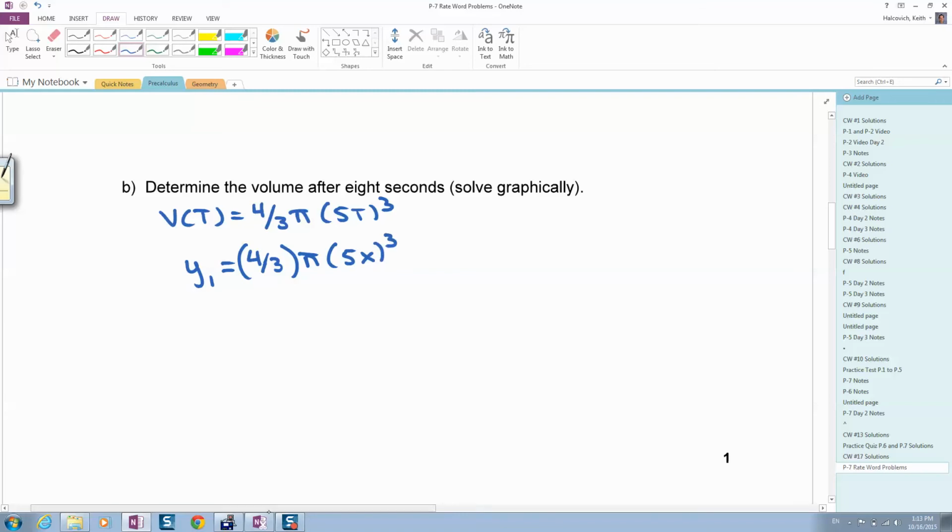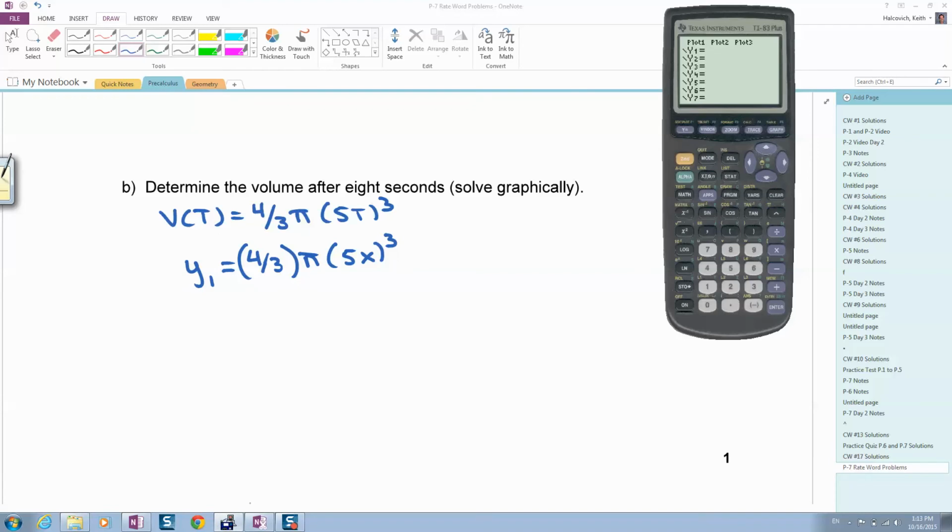Now, when we type that in our calculator, it looks something like this. So we go parenthesis 4 divided by 3, close it. Then you have the pi, which is right there. And then you have parenthesis 5x, and then that goes to the third power. So that's how you would want to type it in.